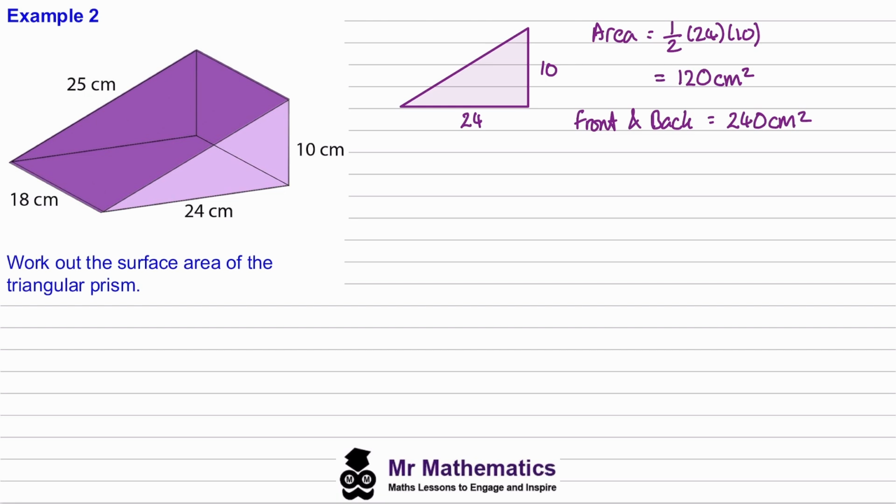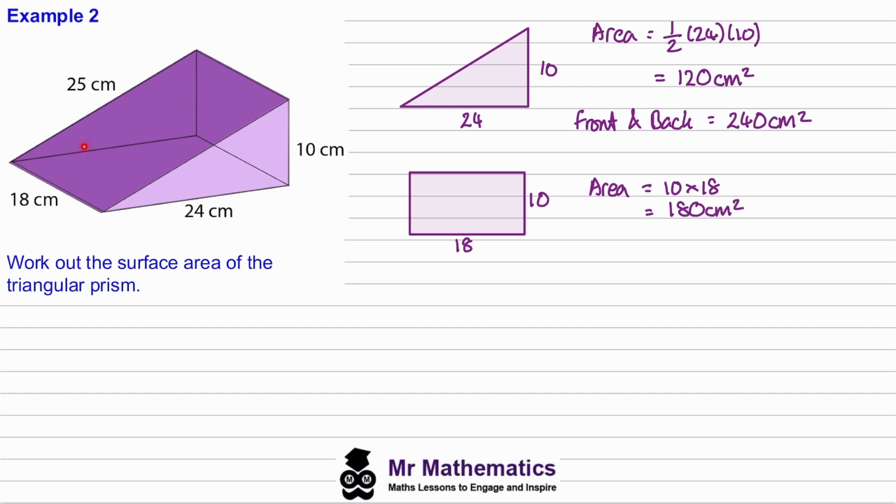And then we need to think about this side. Well, this has a height of 10 centimeters and this length, which you can see is 18 centimeters. So this will have an area of 10 multiplied by the 18, 180 centimeters squared.